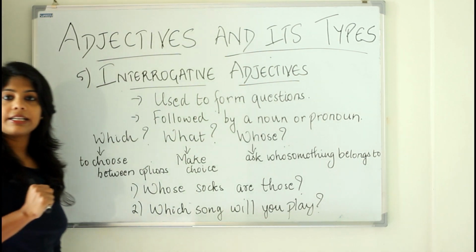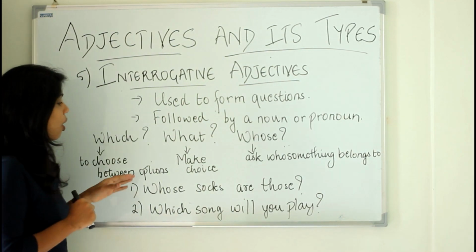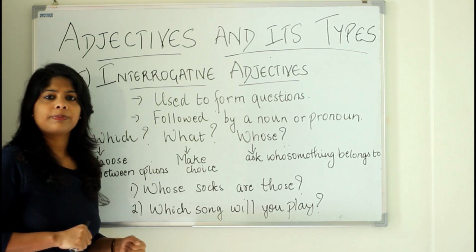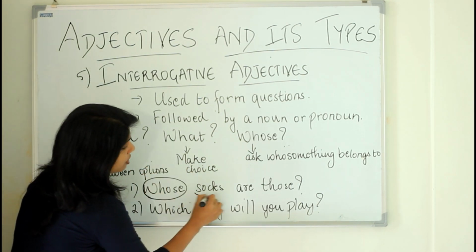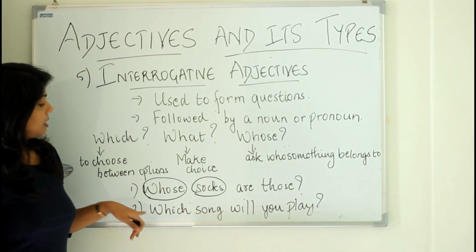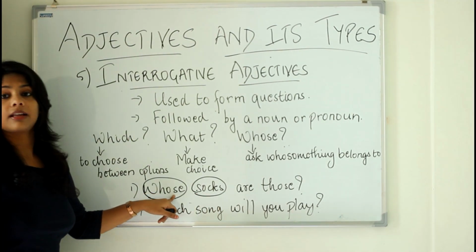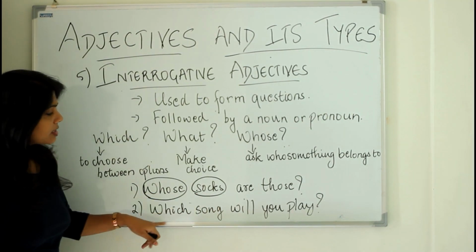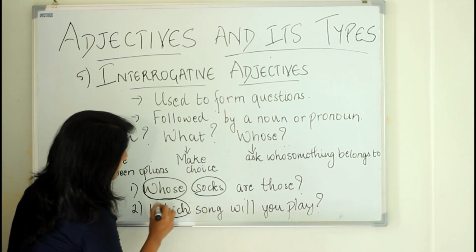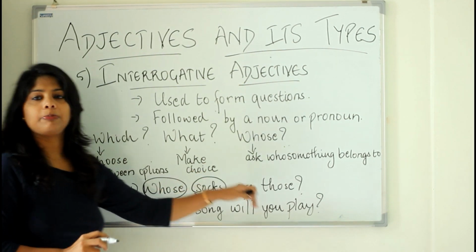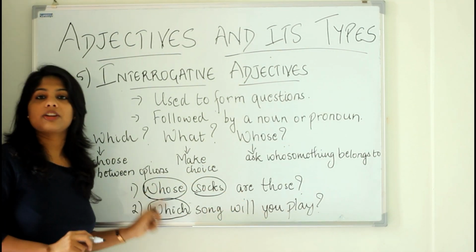Let us understand this with the help of an example. Whose socks are those? Here you're asking whom these socks belong to. Second one, whose is the interrogative adjective. Which song will you play? Which, among the many songs, which song will you play? Here, which is the interrogative adjective.